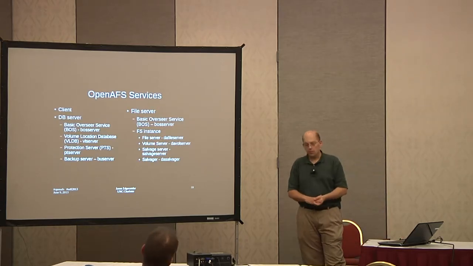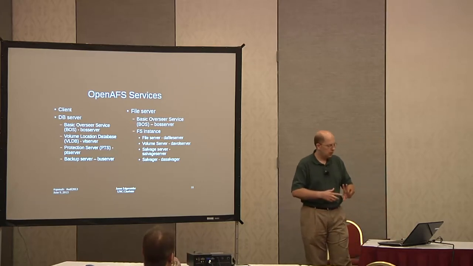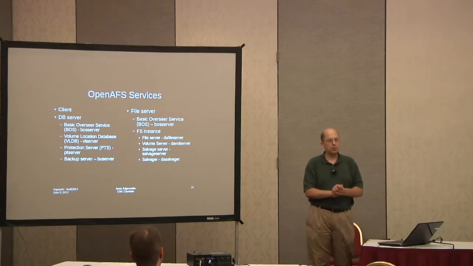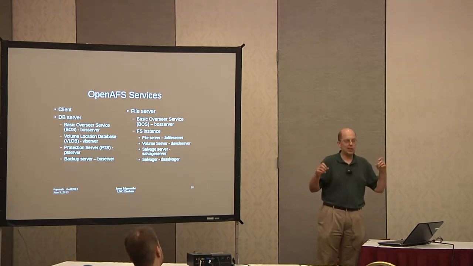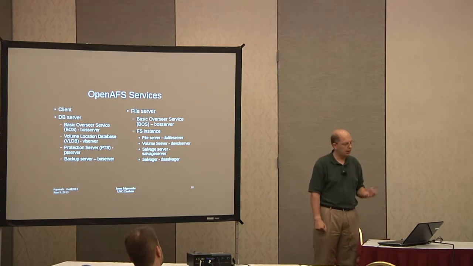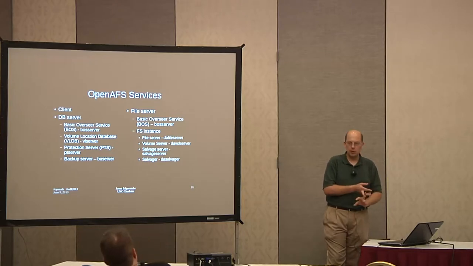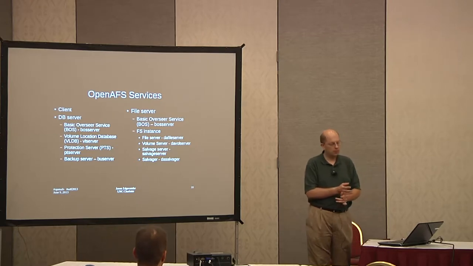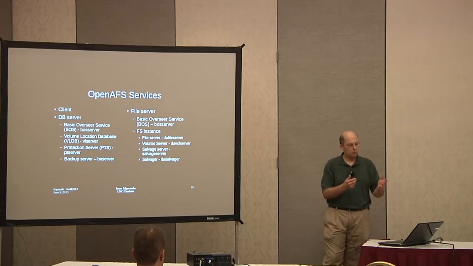So as far as services go, you have the client, the database server, and the file server. All your AFS servers will run something called BOS, the Basic Overseer Service. It's a kind of nanny, or it's the boss. It starts your services and restarts them if they die. You've got your volume location database, the PT server for users, and the backup server running on the DB servers. On the file server, you have BOS and a file server instance. So you have the demand-attach file server, the volume server, which handles volume transactions, and salvage, which is essentially a disk check.